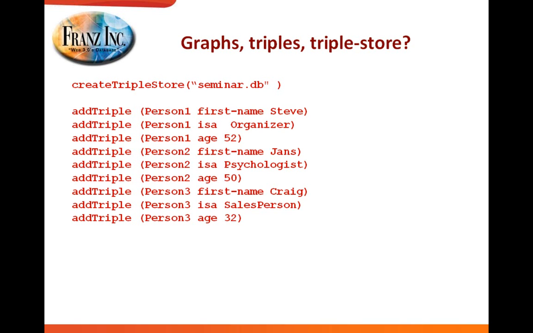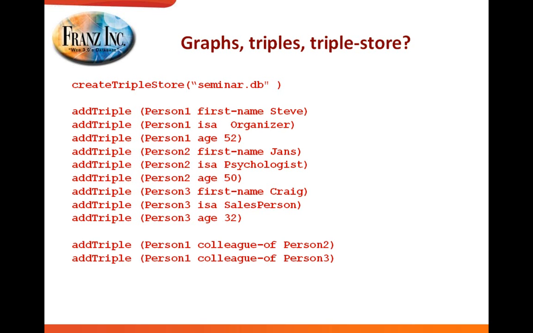And now let's add a one-to-many relationship. In a relational database, you would create a link table. In a triple store, you just say person 1 is a colleague of person 2, and person 1 is a colleague of person 3. And given that you can say about everything you want in a triple store, let's add some weird fact, like that person 1 likes pizza. And now we have a set of about 11 triples here.